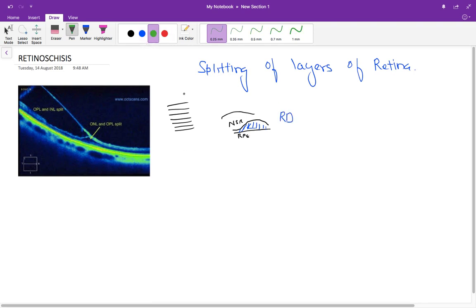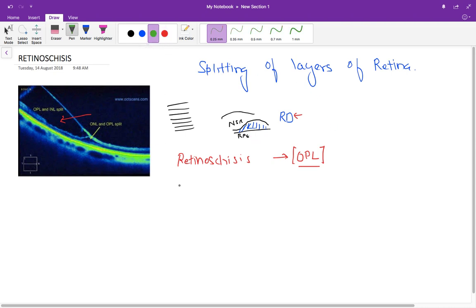What happens in the case of retinoschisis is that there is a detachment between the inner layers. The most common layer where there is a detachment in retinoschisis is the outer plexiform layer. So there is a detachment of the outer plexiform layer in retinoschisis, and in retinal detachment, there is a splitting at the level of the neurosensory retina and retinal pigment epithelium.